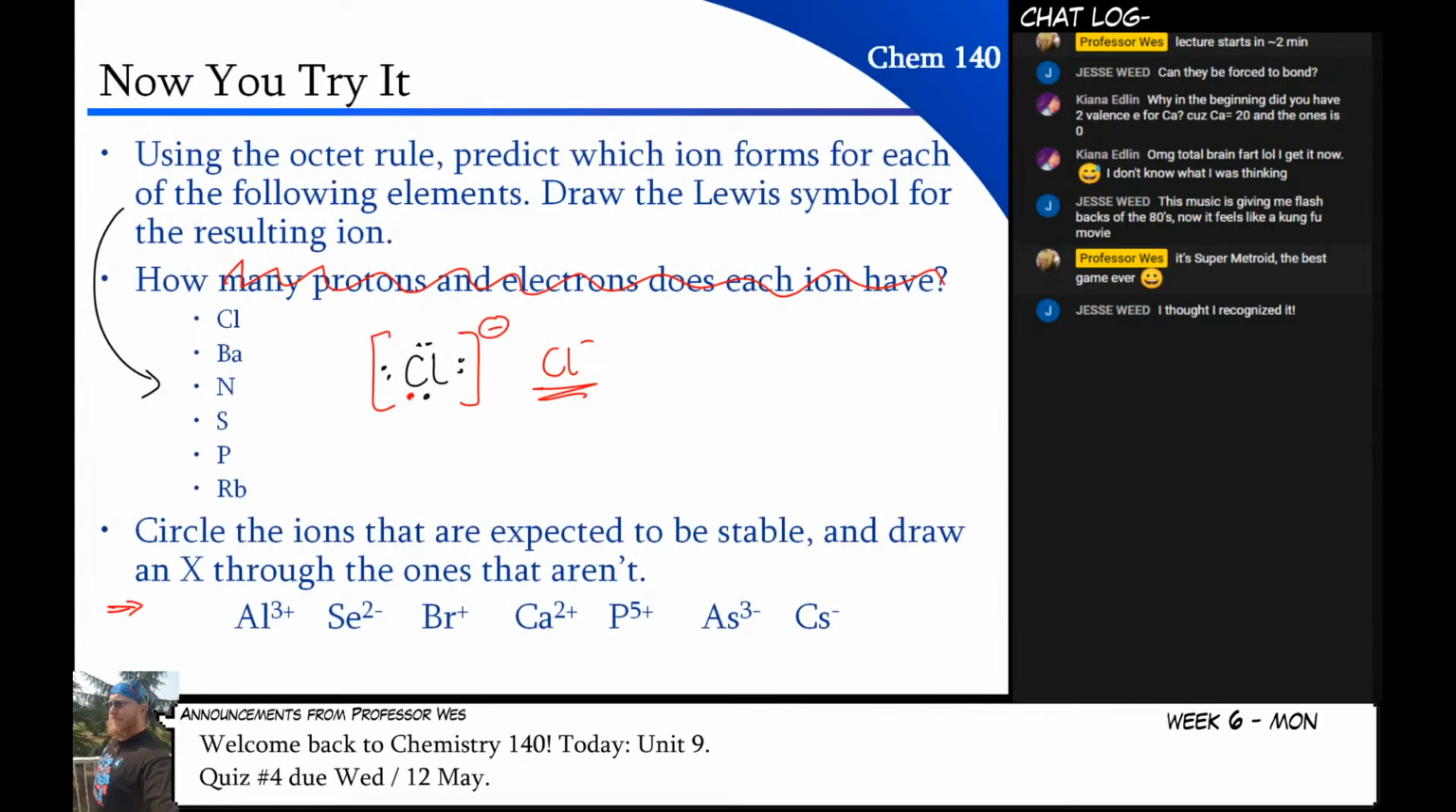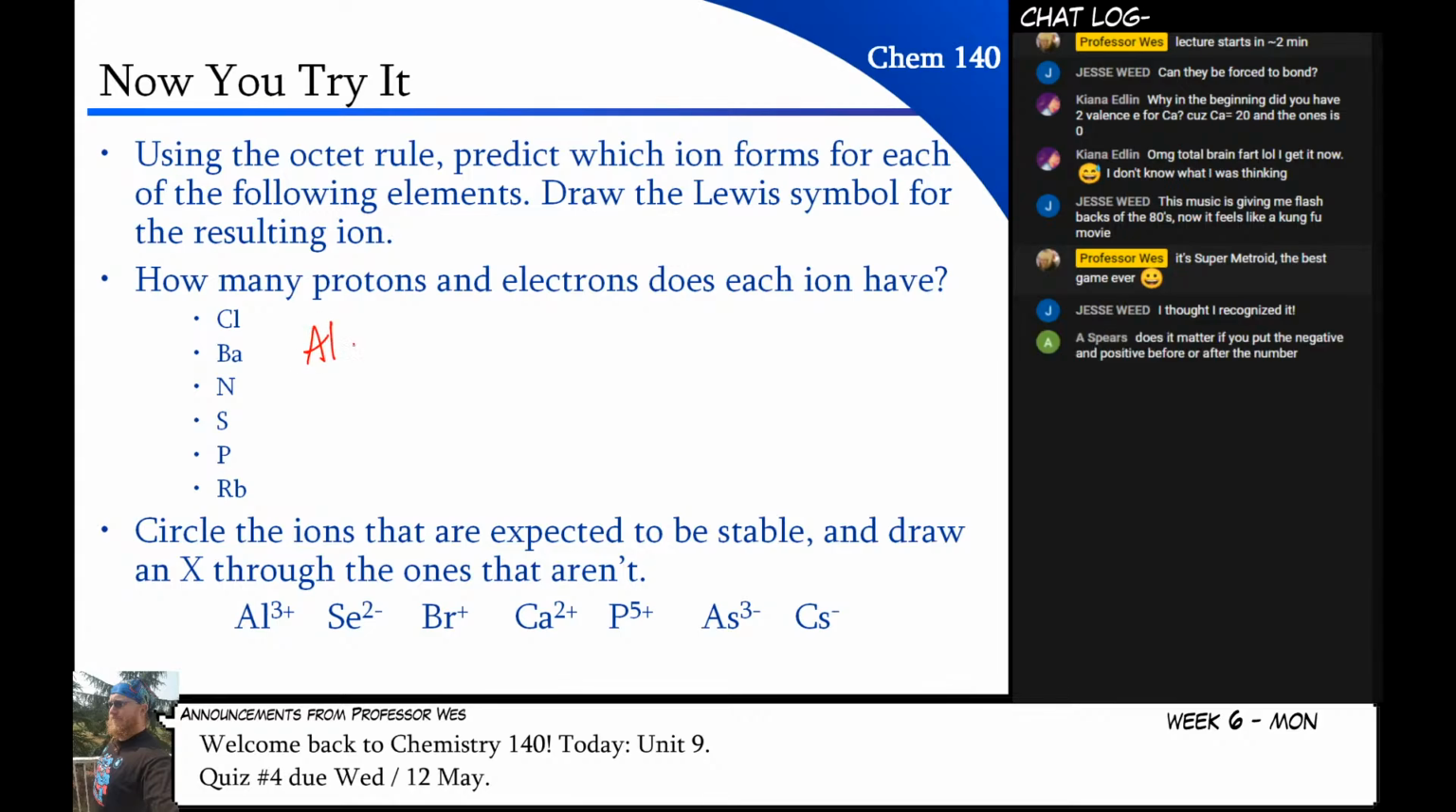So for the bottom set, circle the ions that are expected to be stable. Draw an X through the ones that are not. So let's look at the elements just one by one. So what would aluminum be? Well, aluminum has 3 valence electrons. If I get rid of those 3 electrons, it will have an octet, and it would be +3, so this must be stable.